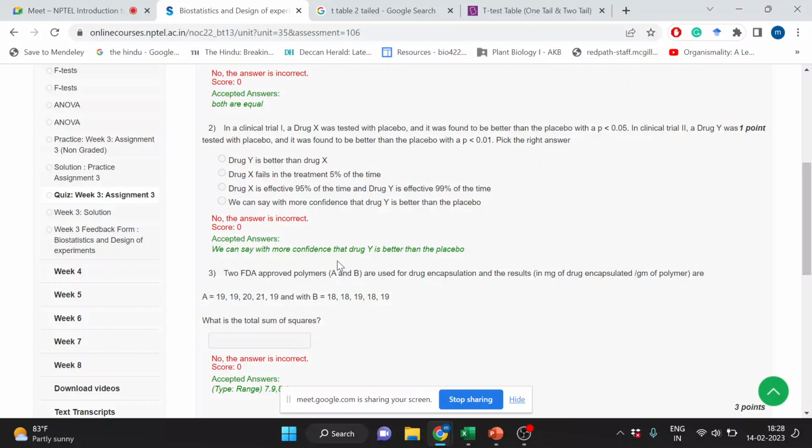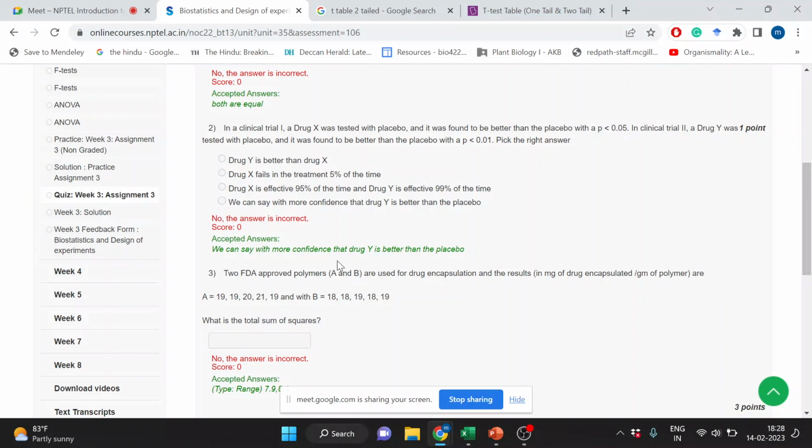Sir, I have one doubt. When we reject the null hypothesis, how can we decide that drug A is better than drug B or drug A is worse than drug B? So you can do a one-tail test. When you do a one-tail test, you will know whether one is better than the other.